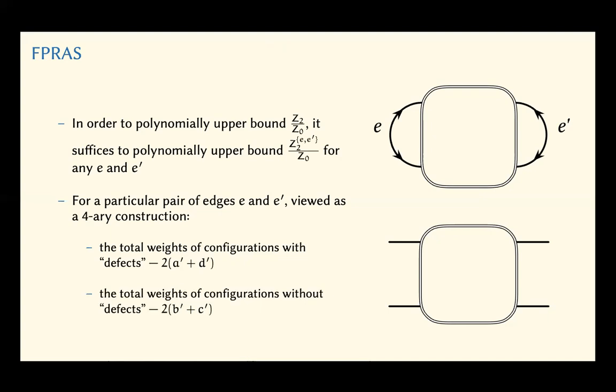And similarly, we can show that the total weights of configurations without defects are equal to 2B prime plus C prime. And because we know that A prime plus D prime is always less than or equal to B prime plus C prime in the region Y, we know that Z sub E prime over Z sub 0 is always upper bounded by 1. This is how we proved that Z2 over Z sub 0 is polynomially upper bounded.